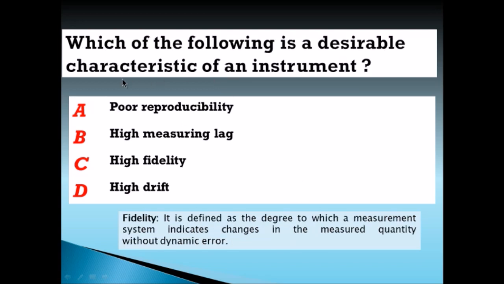Which of the following is a desirable characteristic of the instrument? The options are poor reproducibility, high measuring lag, high fidelity and high drift. So the answer is C, high fidelity. High fidelity we require for the instrument. Reproducibility should be good, there should be no measuring lag, and there should be no drift in the system.